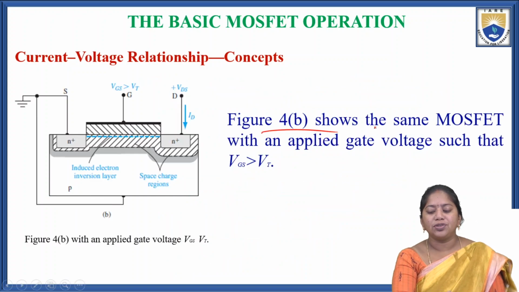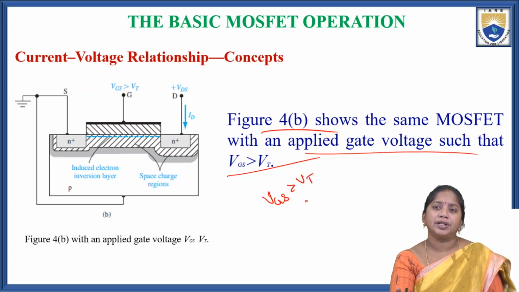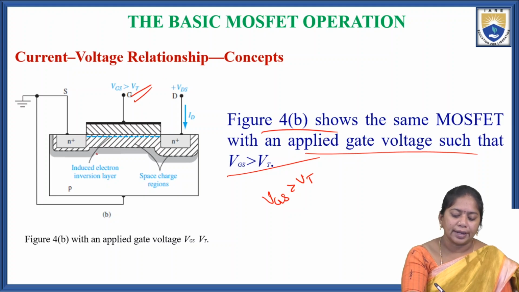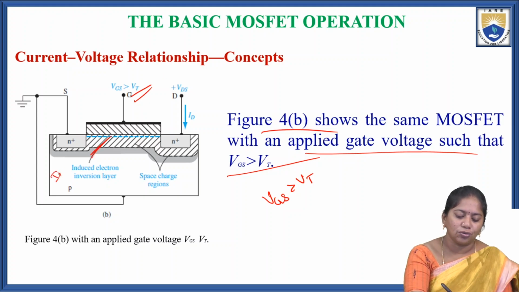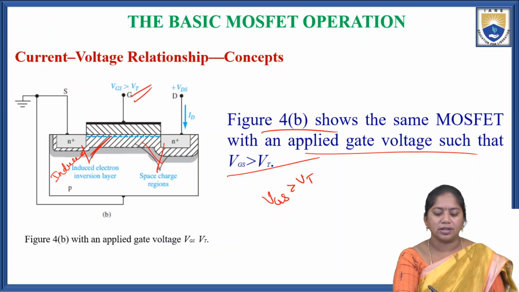Figure 4b shows the same MOSFET with an applied gate voltage such that VGS is greater than VT. In the previous case, VGS was less than VT. Here the gate to source voltage will be greater than the threshold voltage, so VGS is greater than VT. Here the electron inversion layer is induced. This is the space charge region, and this is the p-type substrate.